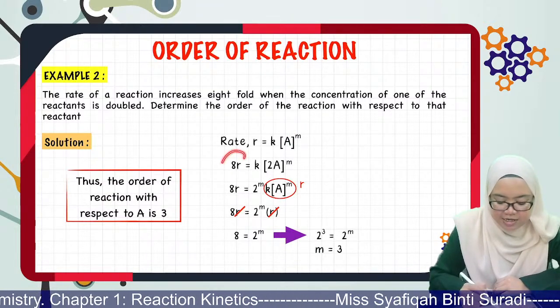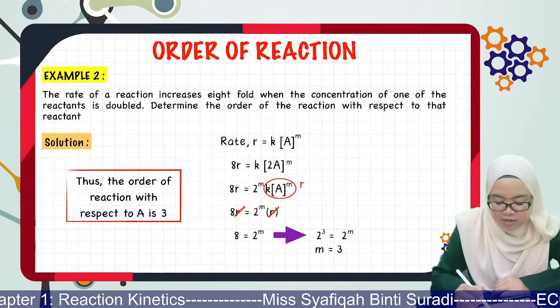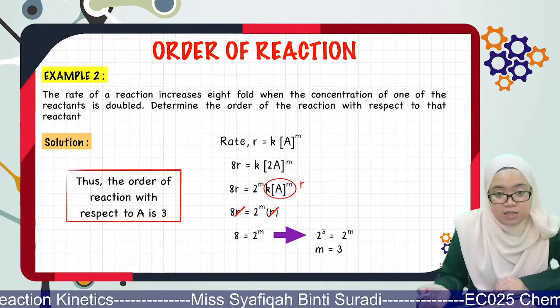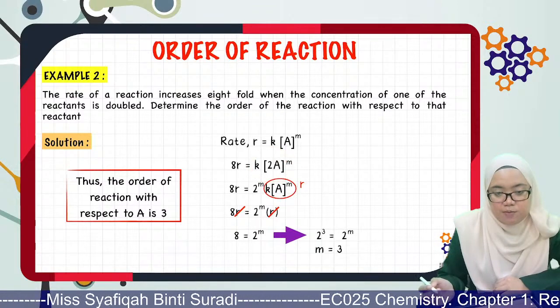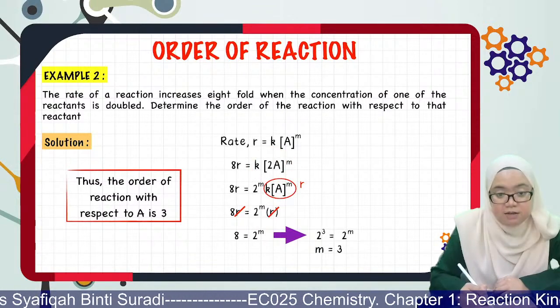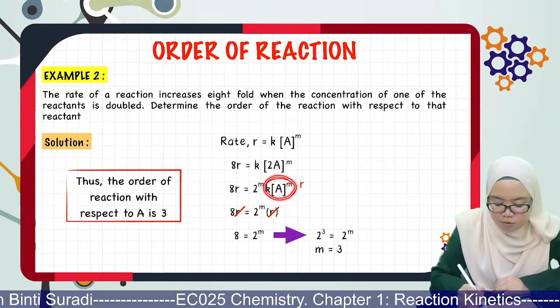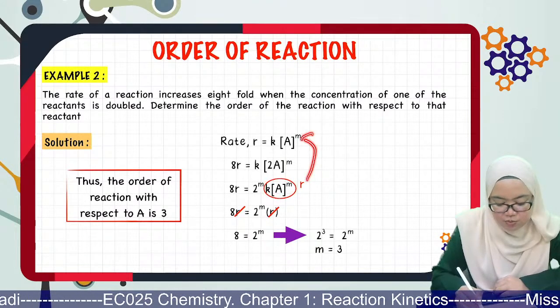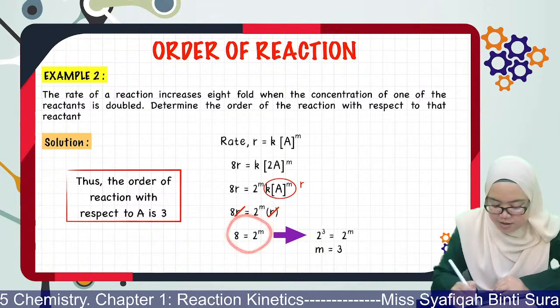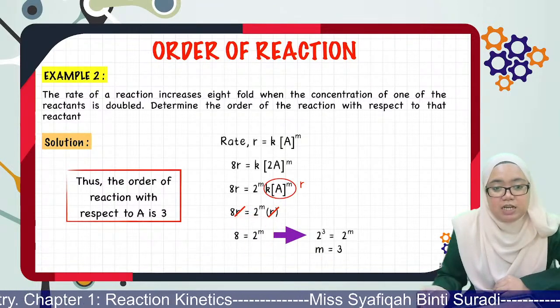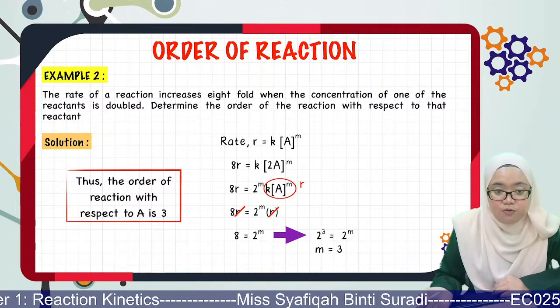Okay, so 8 times, 8R, when we double the concentration. So we know that when we expand this equation, we will get this one. So K times A to the power of M is equal to R from this one. So we can cancel R2, so we will get the value of M equals to 3. So we can find our order of reaction with respect to A.